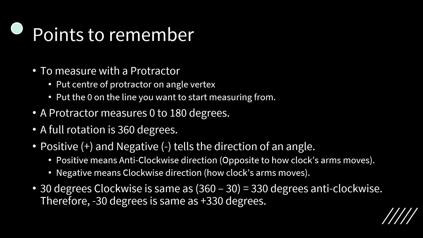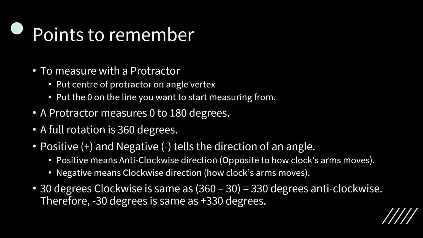So what are the points to remember from today's lesson? To measure with a protractor, we have to put the center of the protractor on the angle vertex. We put the 0 on the protractor on the line you want to start measuring from. A protractor measures 0 to 180 degrees. A full rotation is 360 degrees. Positive and negative tells the direction of an angle. Positive means anti-clockwise direction. This is opposite to how a clock's arms move. Negative means clockwise direction. This is how a clock's arms move on the clock.